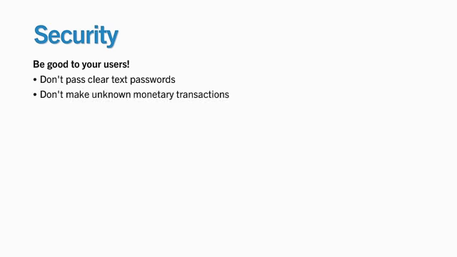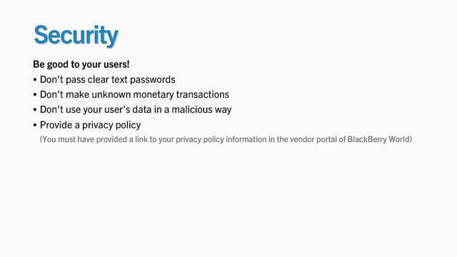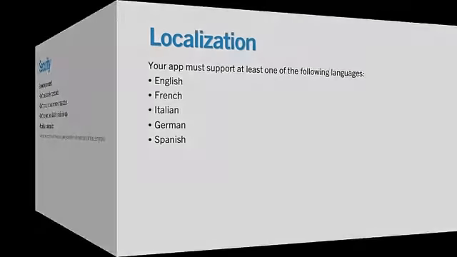Security, be good to your users. We're going to be checking on everything you're doing there. So make sure you don't send data without the user knowing you're doing that. We're going to analyze all that. And if you want, you can provide a privacy policy. Once you submit your application there, you can add that, and that's a good thing to have.